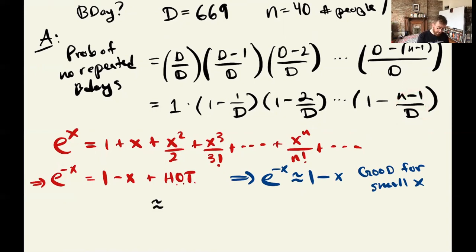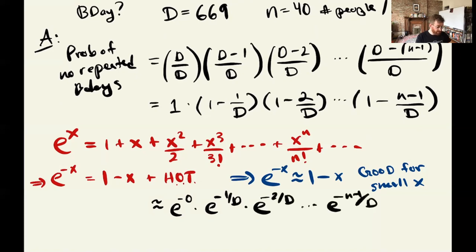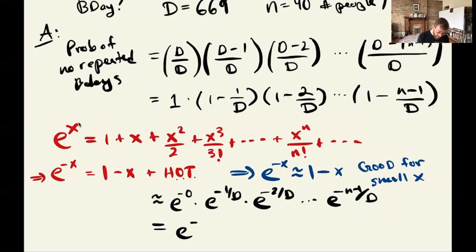So we now have that our probability of no repeated birthdays can also be expressed as e to the minus 0, that's the same thing as 1, times e to the minus 1 over d, times e to the minus 2 over d, all the way down to e to the minus n minus 1 over d. So if I remember that when I've got a common base, I can always add together the exponents. So this ends up equaling e to the minus 1 over d plus, let me just go ahead and keep calling it minus 2 over d, minus 3 over d, all the way up through minus n minus 1 over d.